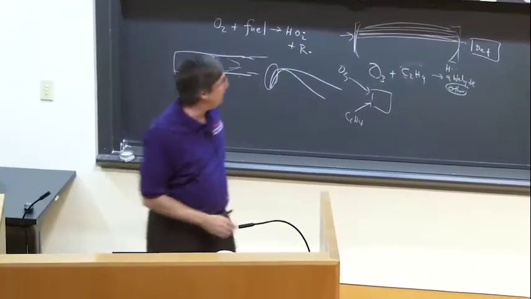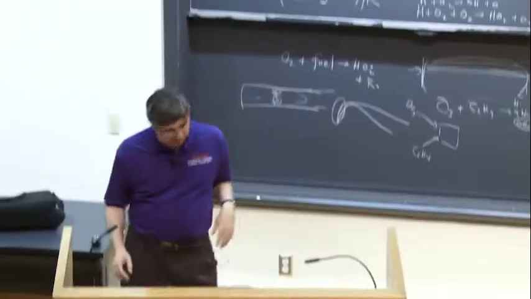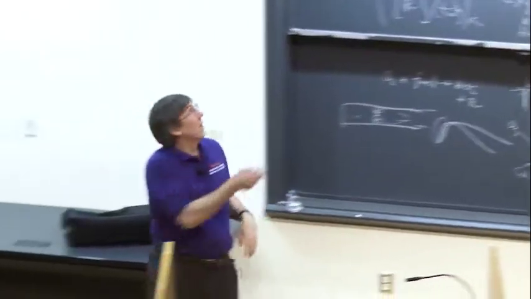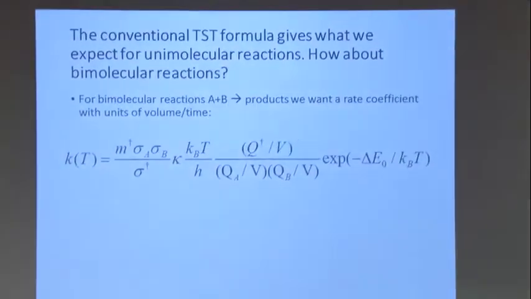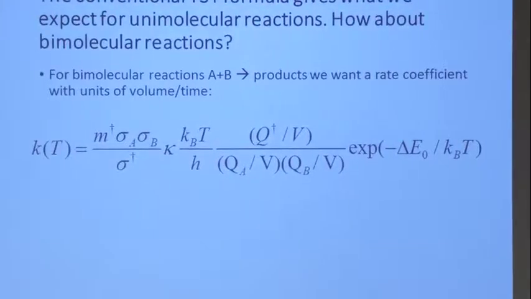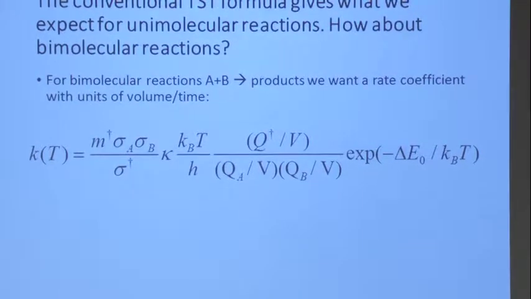And then this kappa factor is a fudge factor that's correcting for tunneling. So another really peculiar thing about quantum mechanics is that you don't actually have to go over the barrier. You can sneak through the barrier somehow.